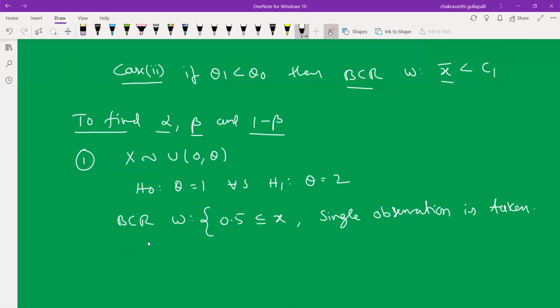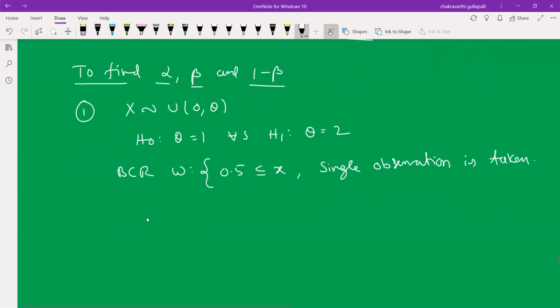In this case, what is alpha, what is beta, what is 1 minus beta? First of all, alpha. What is the formula here? Probability of x belonging to W under H naught. The alpha formula is already explained. So now, the probability of the critical region, 0.5 less than or equal to x, when H naught is true. H naught means here theta is equal to 1.